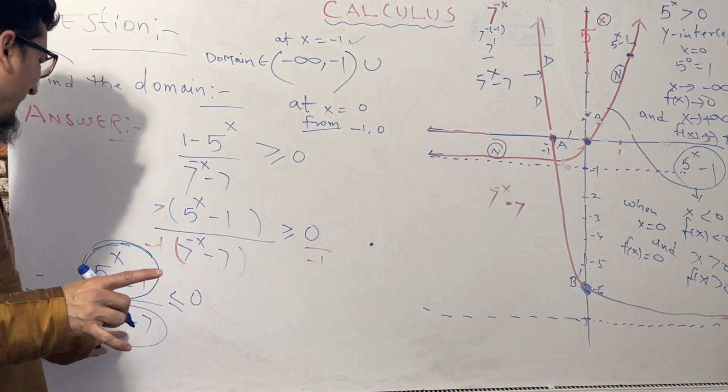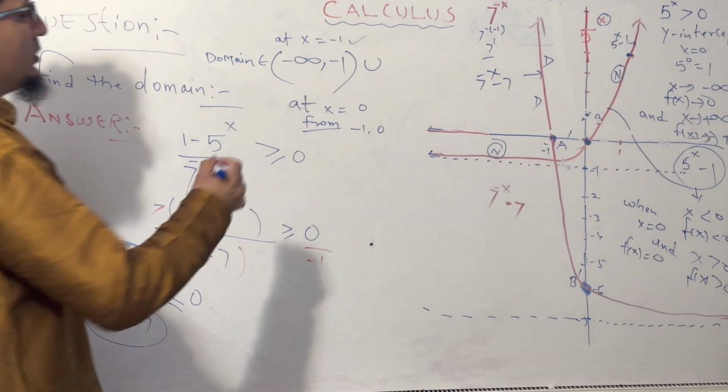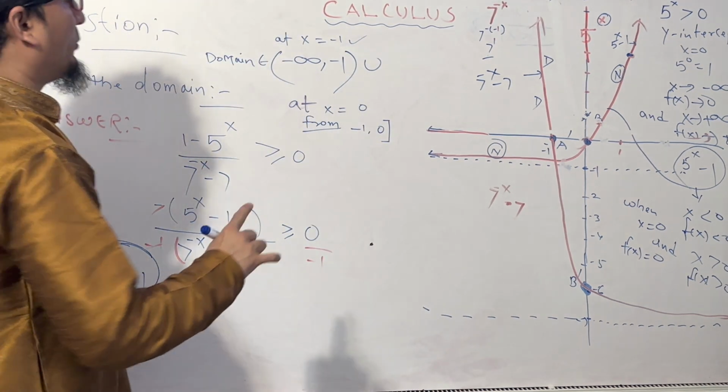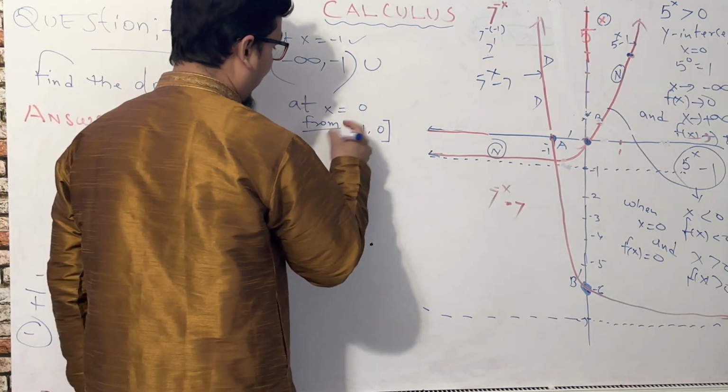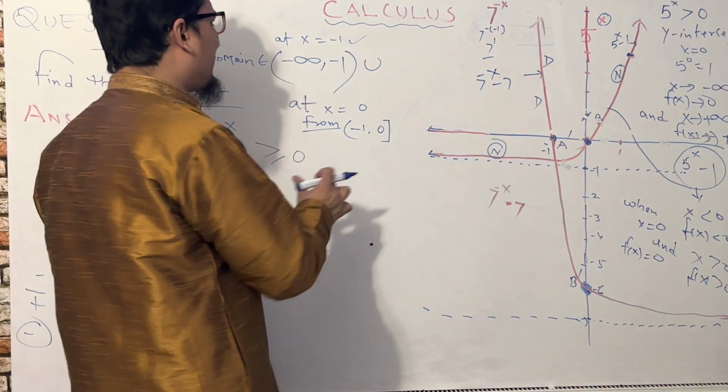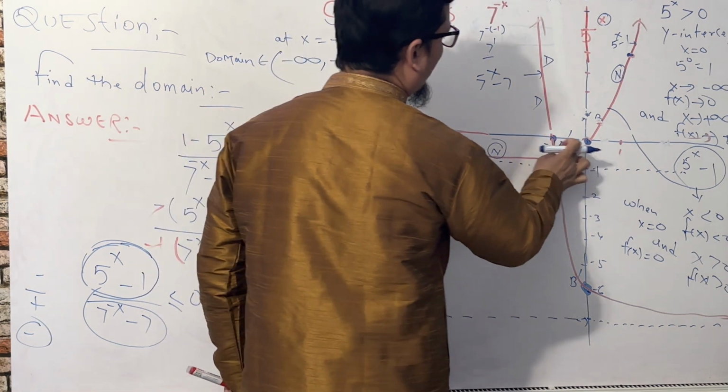So 0 divided by anything is 0, right? So I will use the close bracket here. And for minus 1, I told you, I'm not going to use the close bracket, I will always use the open bracket. Okay? So now let's see the nature from minus 1 to 0.